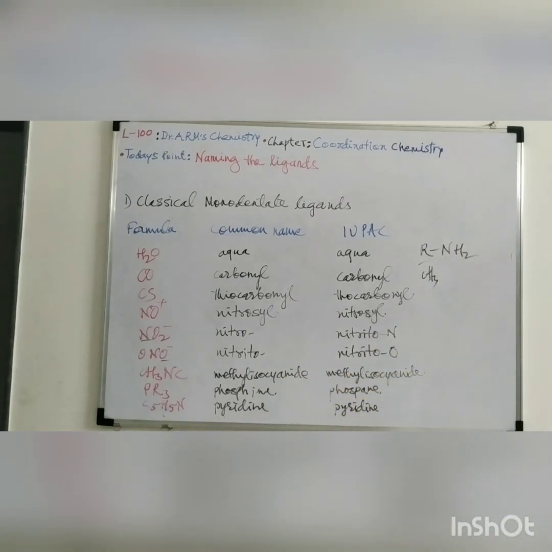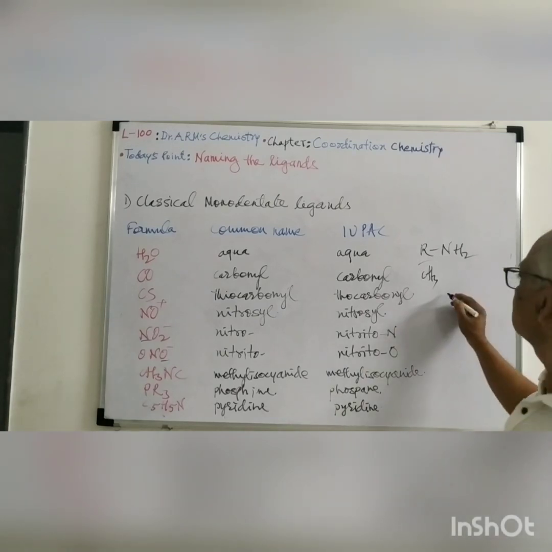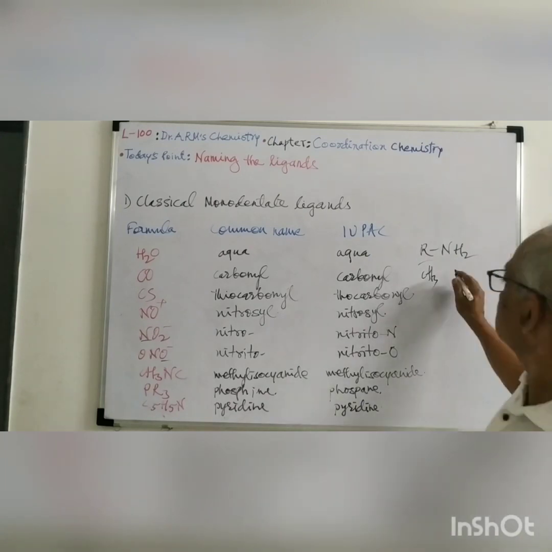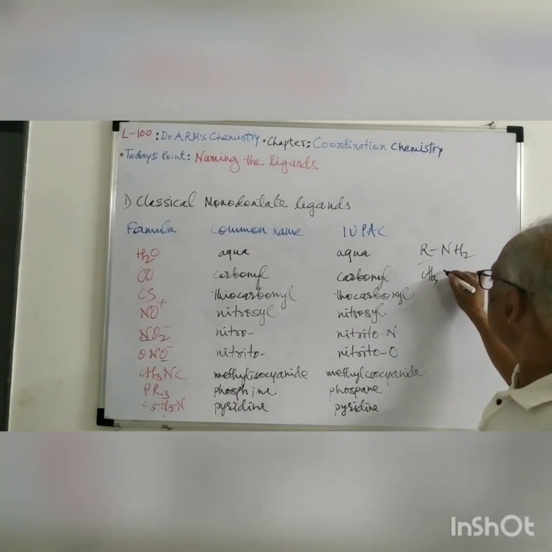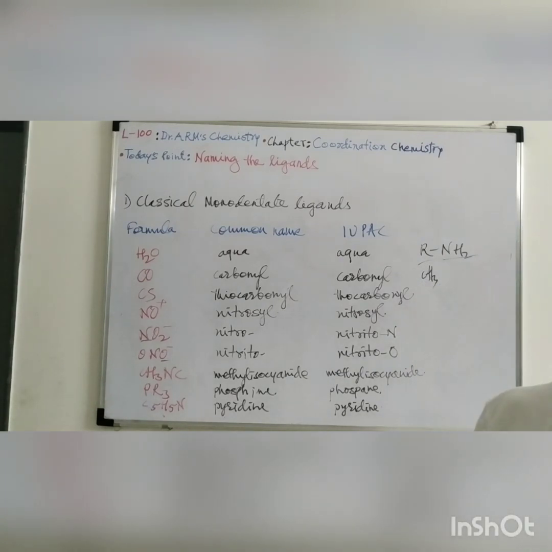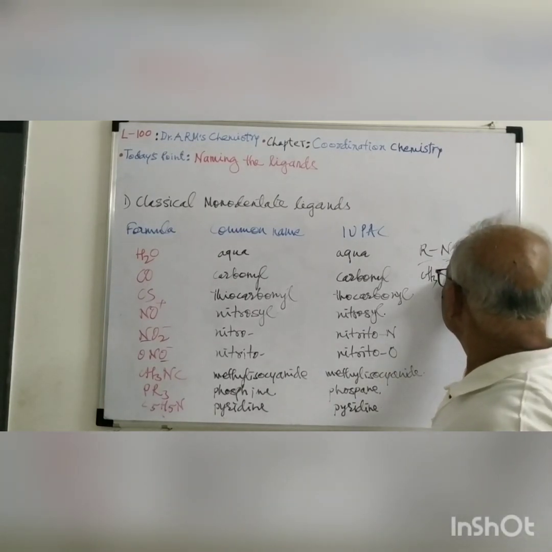Similarly, we can have the amido group, that is NH2 minus. Here this is NH2 minus. Here it is the amido group, methylamide. But this is the common name, that is amido group. The IUPAC name is azanido. This NH2 group is called azanido.